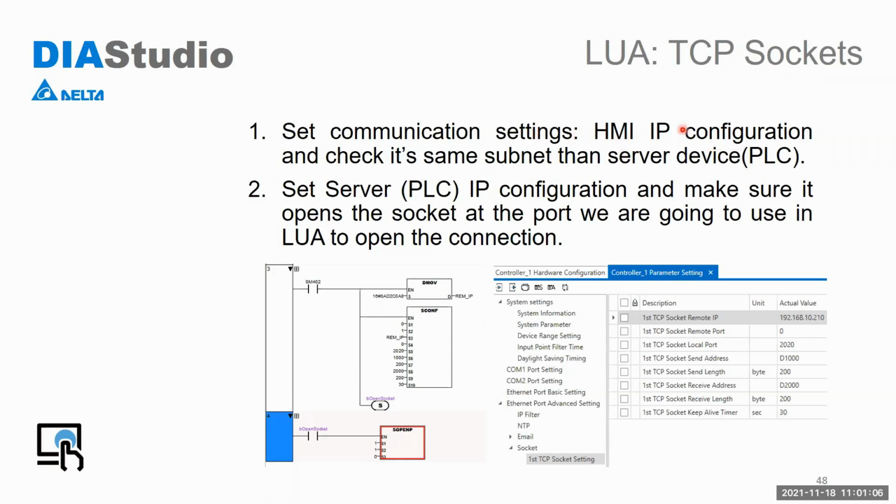you need to first configure the socket on the PLC side. You can do it by use of the hardware configuration, or you can also do it by use of functions in the Diag designer. We have specific functions to configure the socket and also to open the socket. You can do it in both ways.